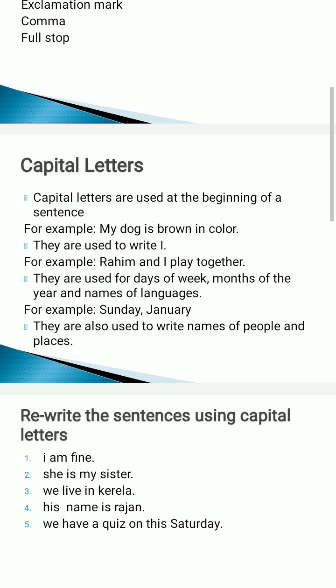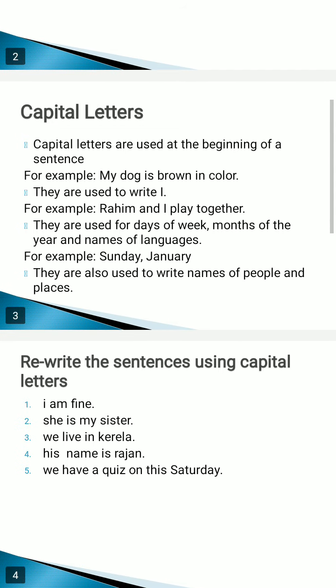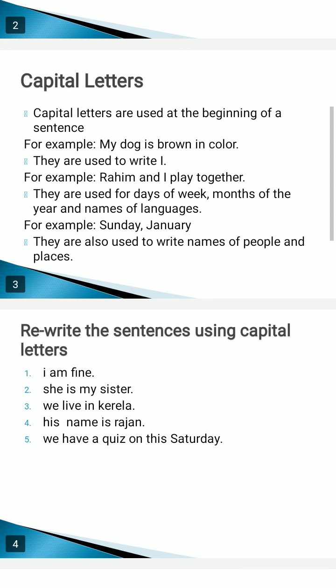As an example, "My dog is brown in color." We have written the sentence "My dog is brown in color" and we have started the sentence using M as a capital letter. Secondly, whenever we need to write I, when we are talking about ourselves, I is always written as a capital letter. For example, "Rahim and I play together."